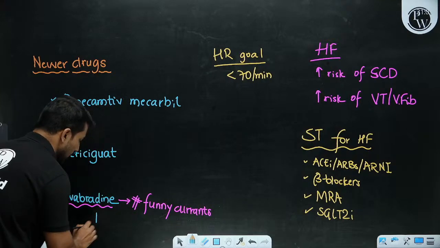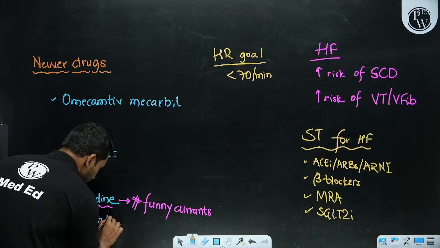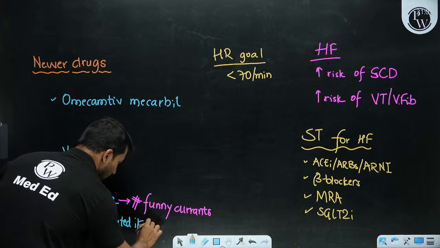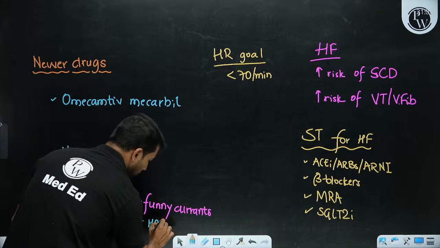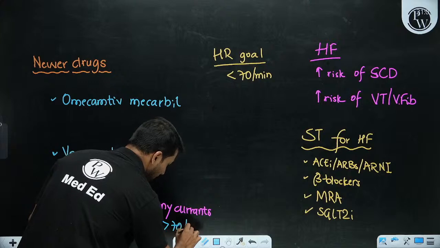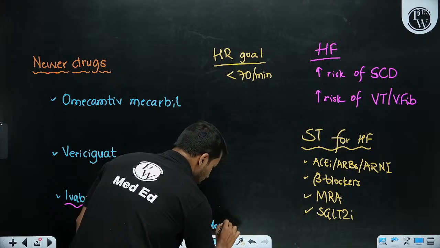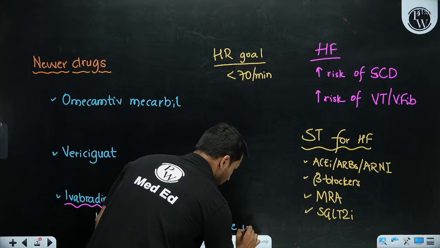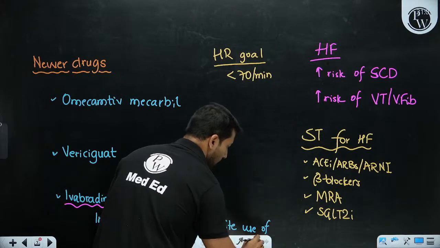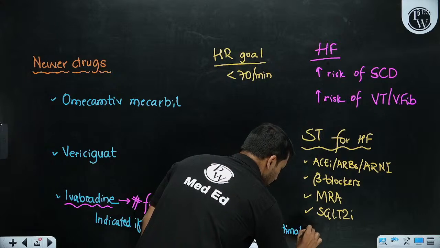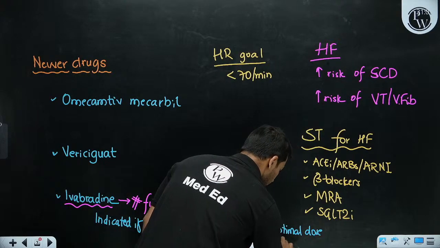So when is it indicated? Indicated if heart rate is more than 70 per minute despite use of optimal dose of beta blockers. Optimal, जितना भी patient tolerate कर सकता है, right? Optimal dose of beta blockers.